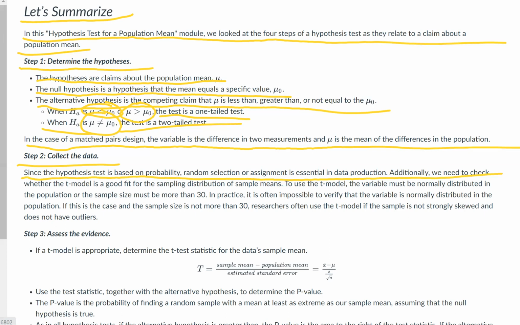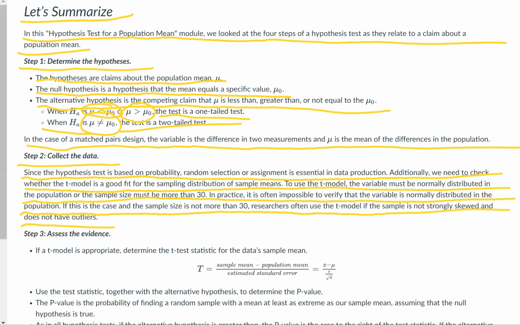Additionally, we need to check whether the t-model is a good fit for the sampling distribution of sample means. To use the t-model, the variable must be normally distributed in the population, or the sample size must be more than 30. In practice, it is often impossible to verify that the variable is normally distributed in the population. If this is the case and the sample size is no more than 30, researchers often use the t-model if the sample is not strongly skewed and doesn't have a lot of outliers, or if it has no outliers.